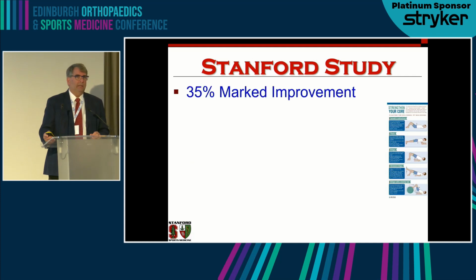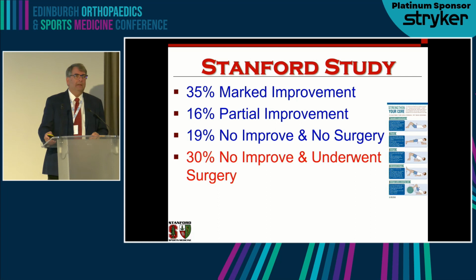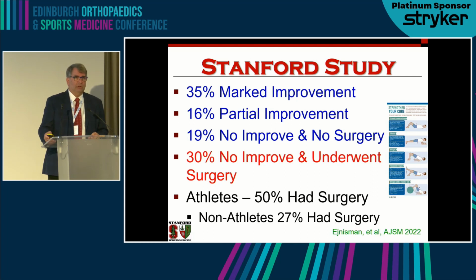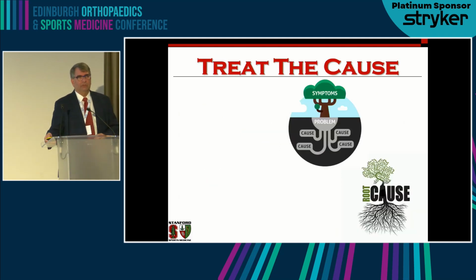And what we found is that 35% were markedly improved, 16% were partially improved. Both of those groups did not want surgery. 19% weren't improved but didn't want surgery. And 30% didn't improve and underwent surgery. But when you look at it by athletes and non-athletes, half of the athletes ended up coming to surgery.